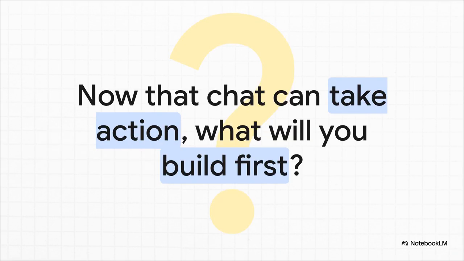So, we've seen how action functions give a chatbot hands to go with its voice, transforming it from just a conversationalist into an active partner in getting things done. It really opens up a whole new universe of interactive possibilities. And so I'll leave you with this question. Now that chat can take action, what will you build first?